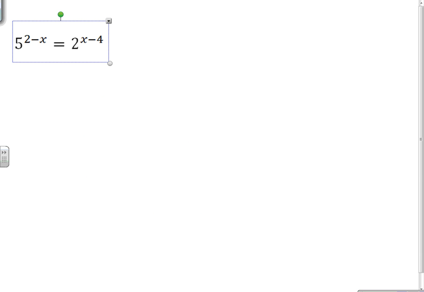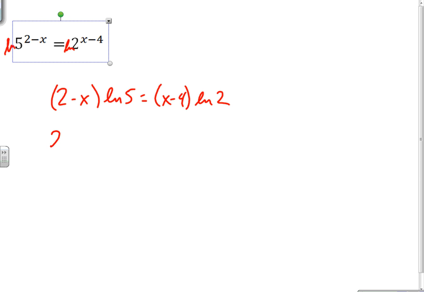In the next problem, you've got exponents on both sides. So for that, notice you don't have to isolate anything. So at this point, you're just going to take the natural log of both sides. So this is going to become 2 minus x, that quantity times natural log of 5, equals the quantity of x minus 4 times the natural log of 2. Distribute everything out.